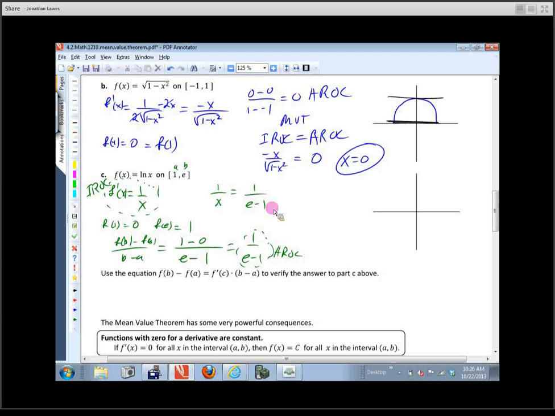Now, when would that be true? When x equals e minus 1. That is the point that's guaranteed to exist by the mean value theorem. Don't need to do anything complicated with this. If you wanted to do cross multiplication and solve the equation, you'd still get e minus 1, right? Okay. Any questions? Let's take a look at what the graph looks like.